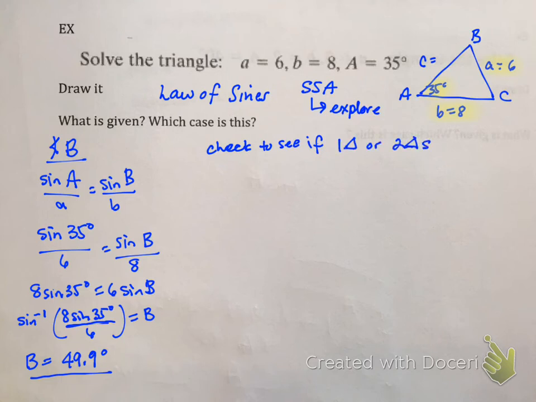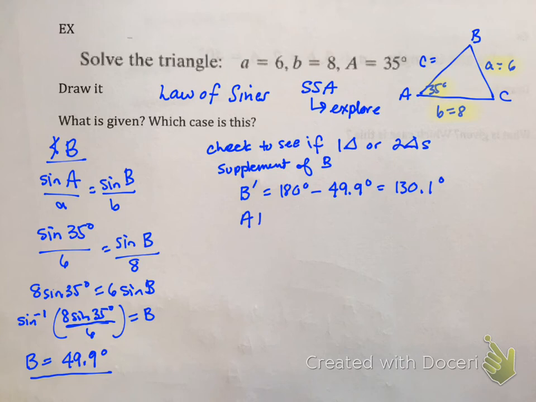So remember I told you you have to find the supplement of B. To find that, I take 180 degrees minus B that I just found, which was 49.9 degrees. And when I take 180 minus 49.9 degrees, I get 130.1 degrees. The next thing I have to do is see if it makes a triangle.